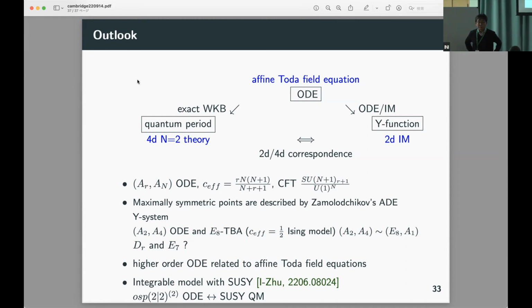Are the TBA equations here exactly the same as Gaiotto-Moore-Neitzke's, or is there some subtlety involved? Well, the way of writing the TBA equation is quite different. But as far as I looked at some particular examples, like lower rank, it looks like they coincide. Thanks.